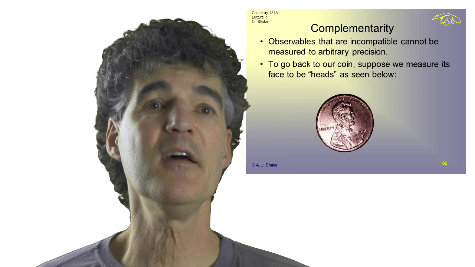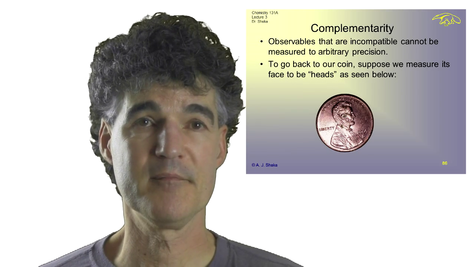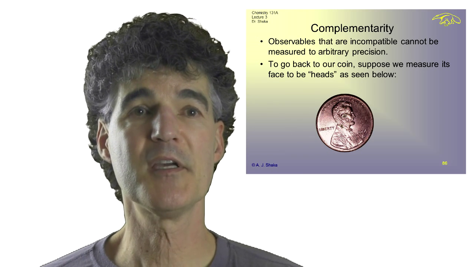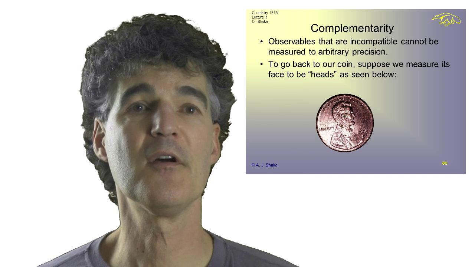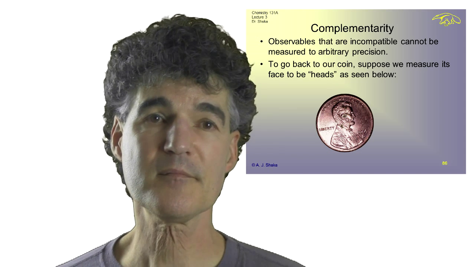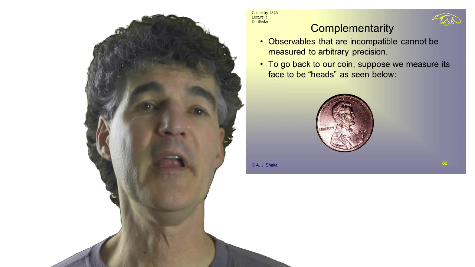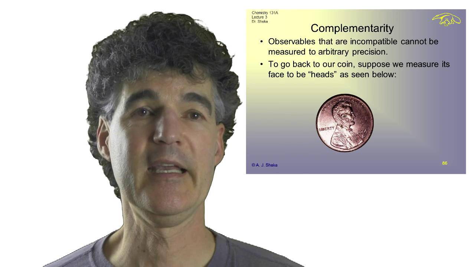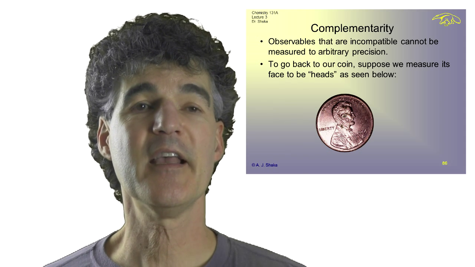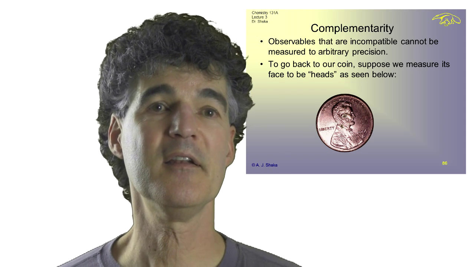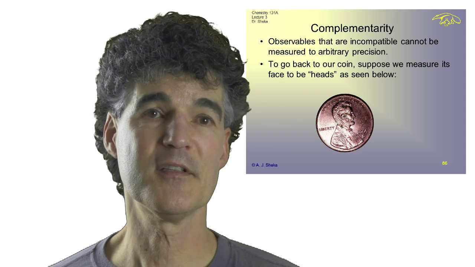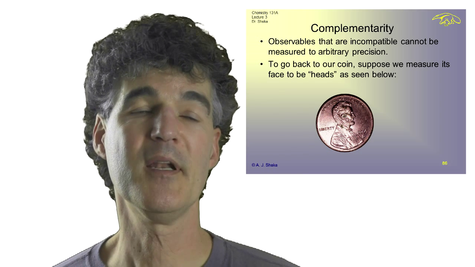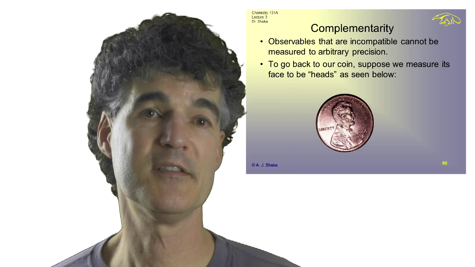There's this idea called complementarity. Observables that are incompatible cannot be measured to arbitrary precision. So here, what I've shown is a real coin. I flipped it and it happened to come up heads. It's a penny. And you can see that it's heads because you can see Lincoln in profile on the face of the coin. And you can even read other things on it, like the year it's minted. But let's just say we can tell that it's heads for sure.